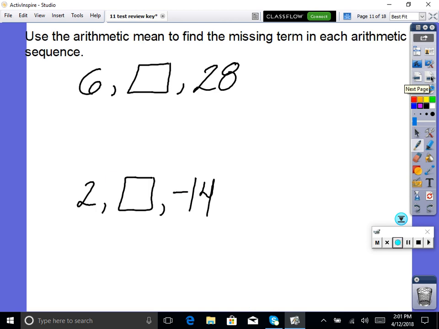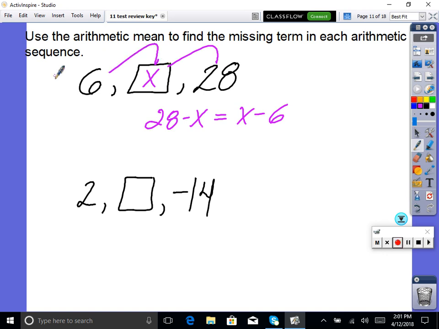Use the arithmetic mean to find the missing term in each arithmetic sequence. So we're told it's arithmetic. So once again, our true statement, because it's arithmetic, is 28 minus x will be equal to x minus 6. This minus this equals this minus this. That's how it works. We know that. So you'd add x. 28 equals 2x minus 6.